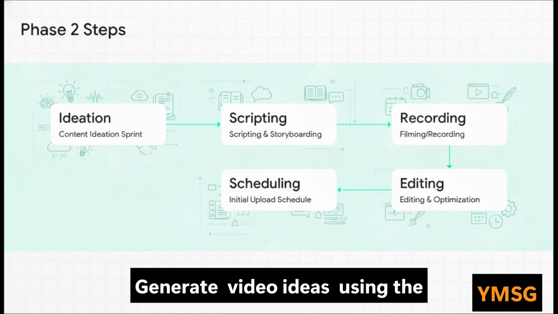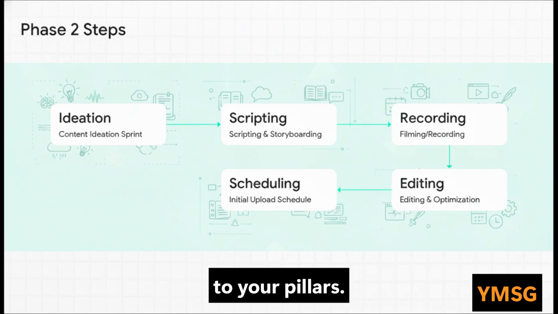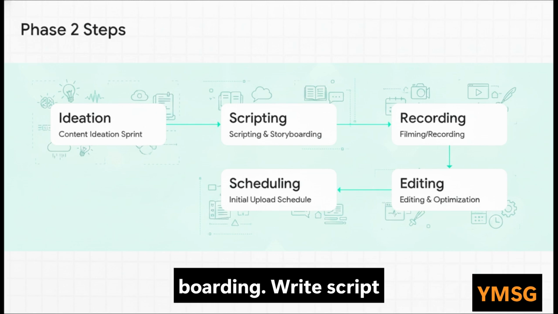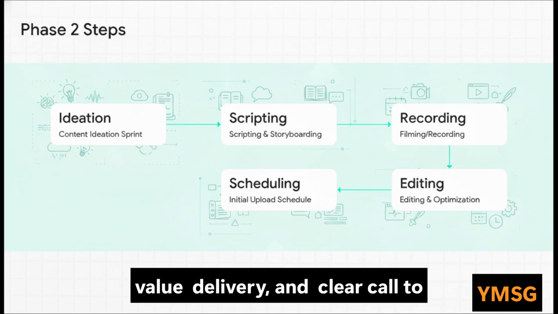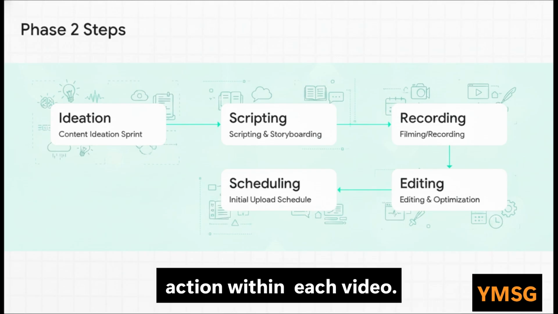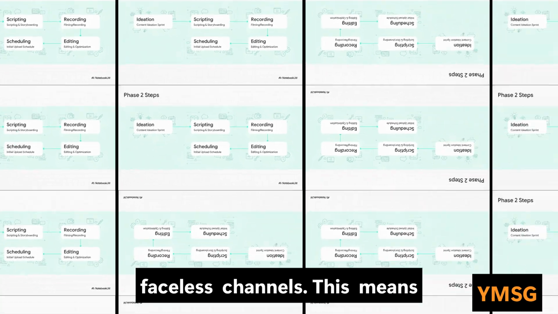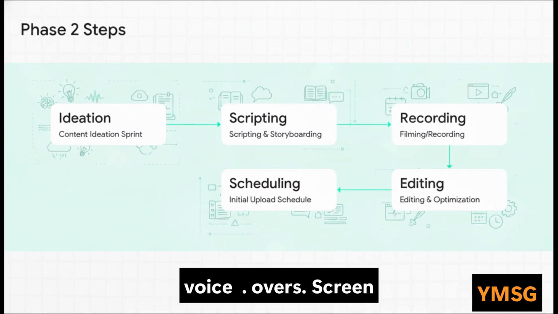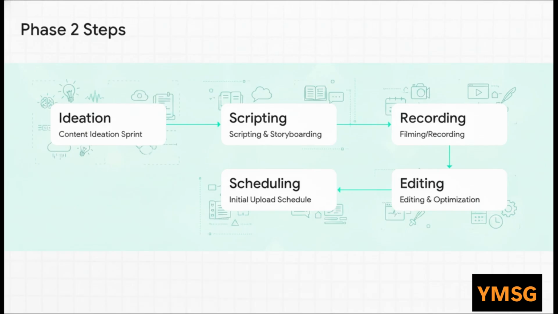Generate video ideas using the algorithm alchemy framework. Map them to your pillars. Scripting and storyboarding. Write scripts for your first 4 to 6 videos. Focus on hooks, value delivery, and clear calls to action within each video. Filming and recording. Create the content. For faceless channels, this means voiceovers, screen recordings, animations, etc.